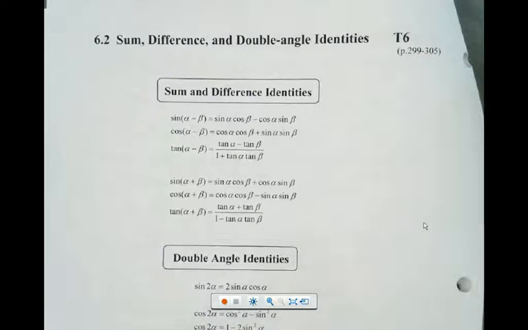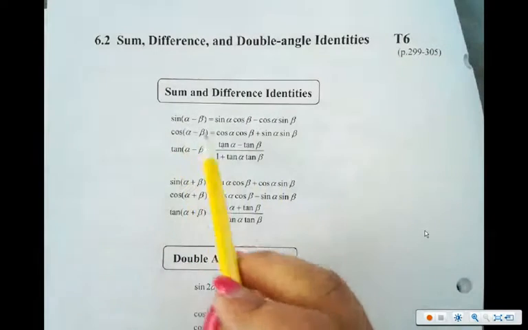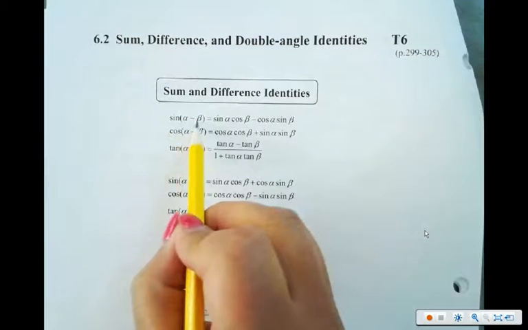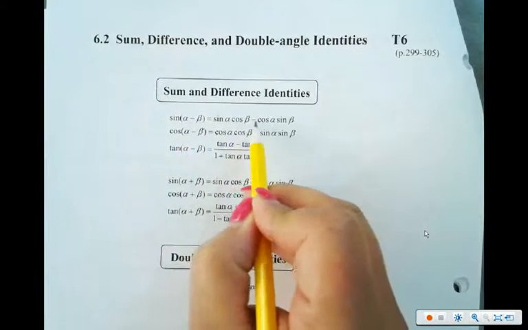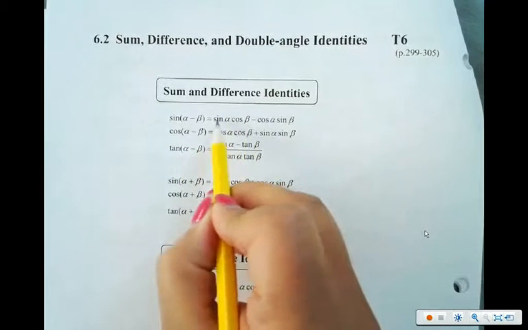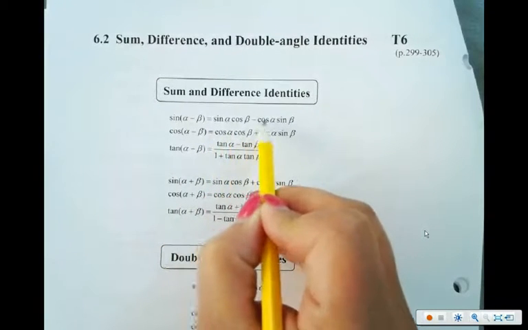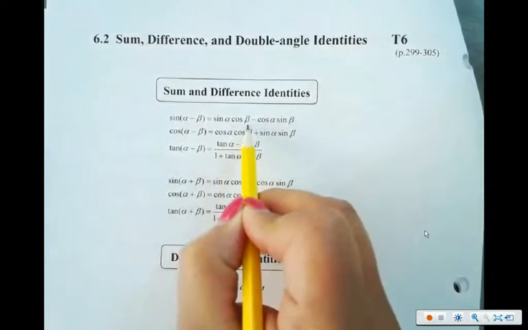Okay, so in this lesson, we're going to look at sum, difference, and double angle identities. It's a good idea to have these familiarized. If you notice the pattern here, where you've got sine alpha minus beta, you've got sine alpha cos beta minus cos alpha sine beta. So what happens is you've got a sine and then a cos, and then you've got a minus, cos, and then sine. And your alphas and betas kind of stay in the position that they are.